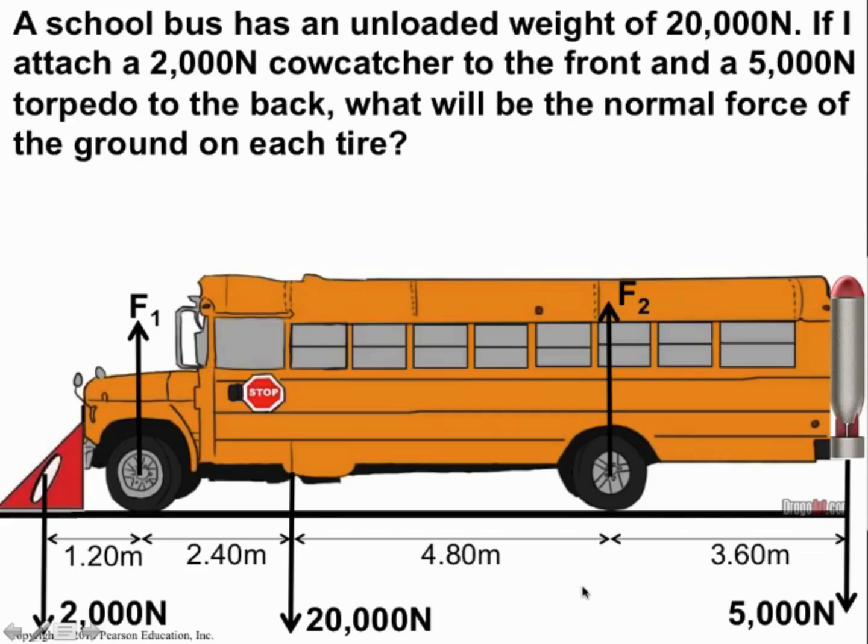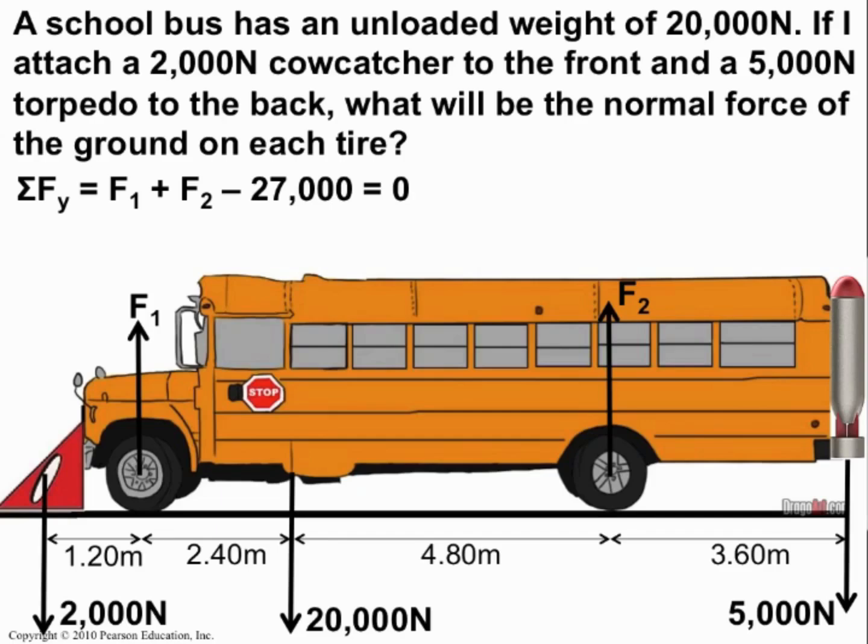So the important thing for this problem is similar to the last example. It's more complicated, but it's still the same type of process. You have to set it up according to the two conditions of static equilibrium. So let's look at the force condition. The net vertical force equals F1 plus F2 minus 27,000. 27,000 is just 20,000 plus 5,000 plus 2,000. So we have F1 plus F2 minus 27,000 equals 0. Okay, now the torque part of this problem is a little bit more complicated.